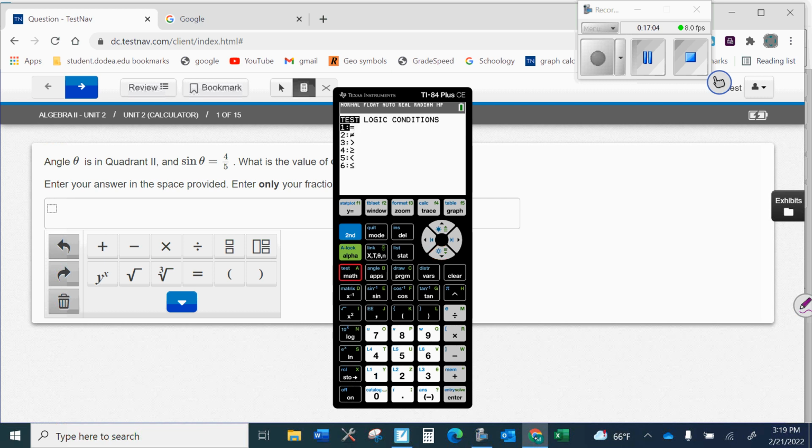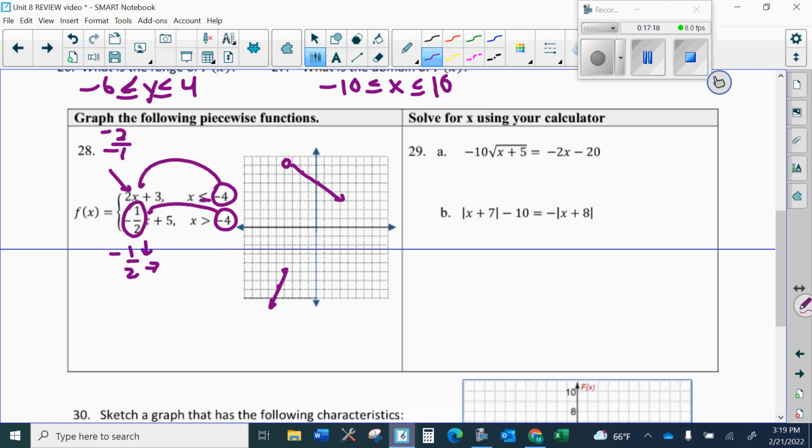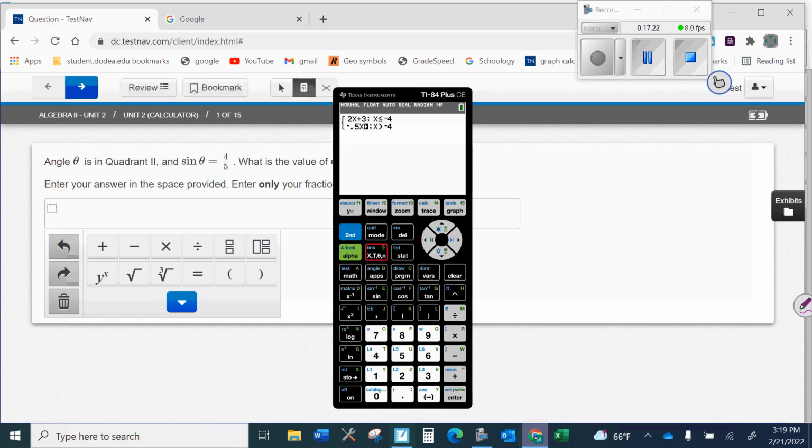So again, second math, go over to conditions. We want x is greater than -4. Okay, and our equation on that one was -0.5x, and that's the same thing as -1/2, -0.5x plus 5. Okay. Go to the very end like that, hit enter.